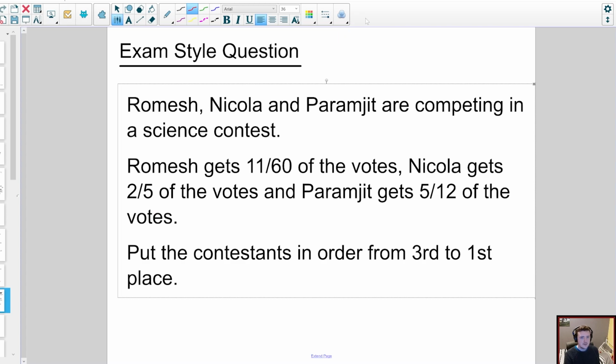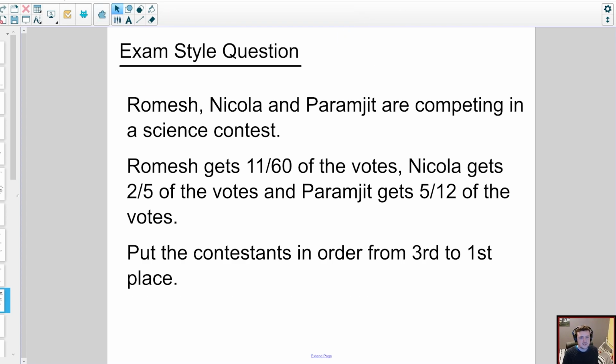Okay, from here, here's an exam style question. It says, Ramesh, Nicola and Paramjeet are competing in a science contest. Ramesh gets 11 out of 60 of the votes, Nicola gets 2/5 of the votes, and Paramjeet gets 5/12 of the votes. Put the contestants in order from third to first place.